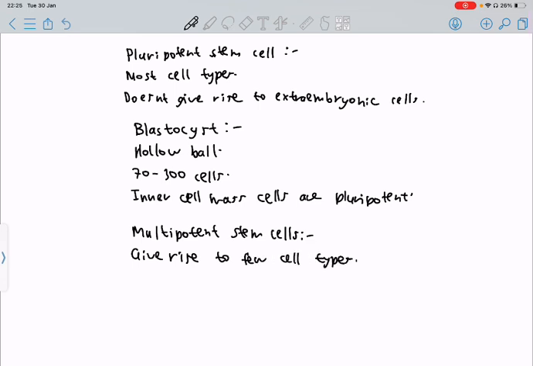It's also worth noting that the source of these stem cells, unlike the previous two sources, which were the morula for totipotent stem cells and the blastocyst for pluripotent stem cells, is different. For multipotent stem cells, the source is actually adult stem cells or somatic stem cells.